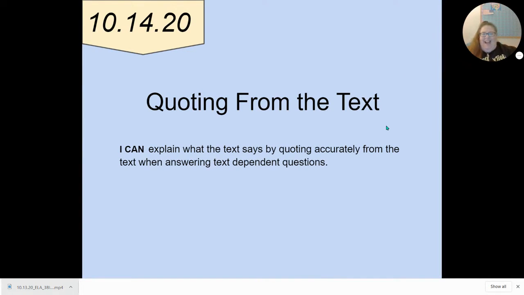Hello, Kensington Knights. So today we're going to step out even further into our understanding of nonfiction text, and we're going to look at quoting from the text. This is a big objective in fifth grade. So I can explain what the text says by quoting accurately from the text when answering text dependent questions. Okay?